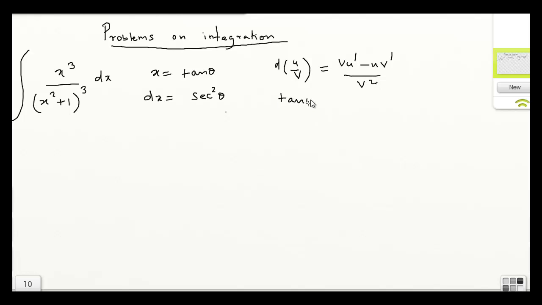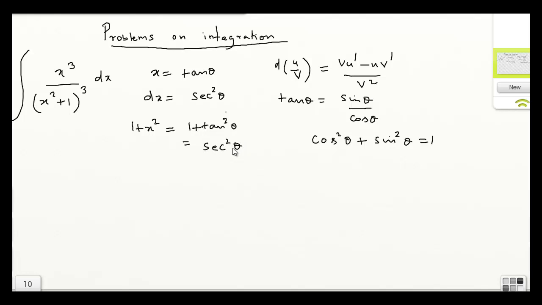And tan theta is sine theta over cos theta. So we can arrive at this secant square theta also using this expression, sine square theta plus cos square theta, the trigonometric identities. So from this we can get dx is equal to secant square theta d theta. And 1 plus x square would be 1 plus tan square theta, which is the same as secant square theta as well. Again, you can solve this using basic trigonometric identities.